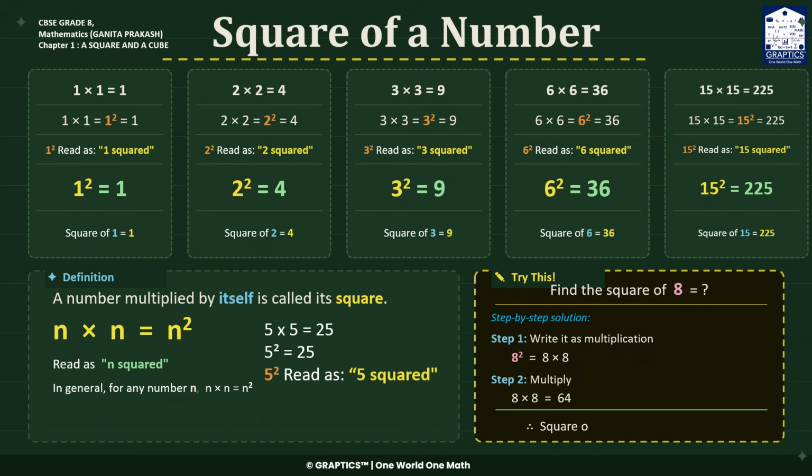So, the square of 8 equals 8 squared, which equals 8 multiplied by 8, which equals 64. That is our answer. Great work everyone. You have just learned how to find the square of a number. Practice this with a few numbers and it will become very easy very soon.